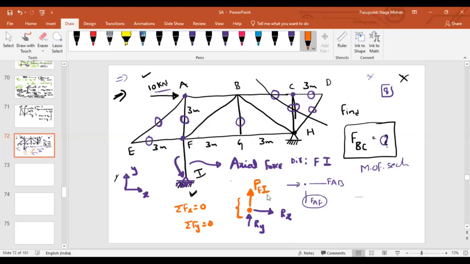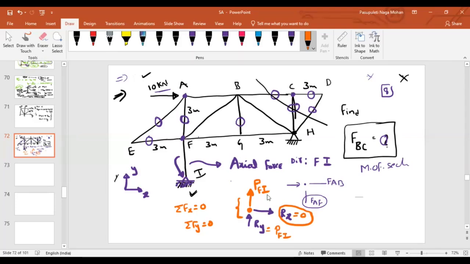Now see the forces along the x direction. How many forces are there? 1. What can I say? Can I say this is equal to 0? Yes, sir. Then what about the reaction RA? Can I say this is equal to nothing but the force in member FI? Yes, sir.